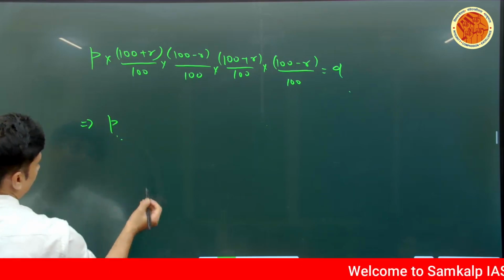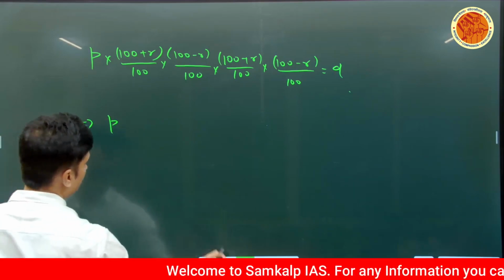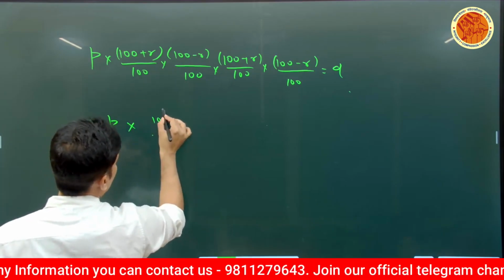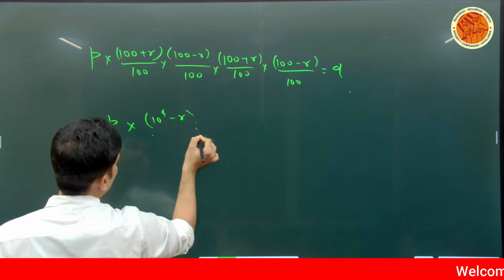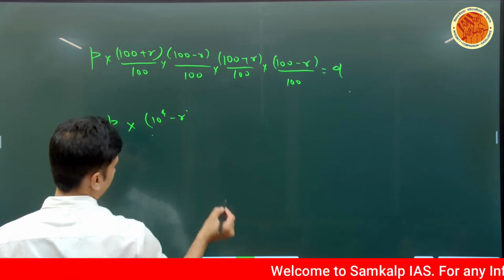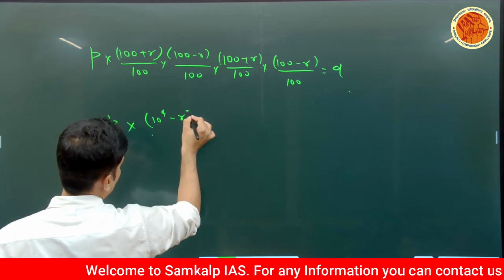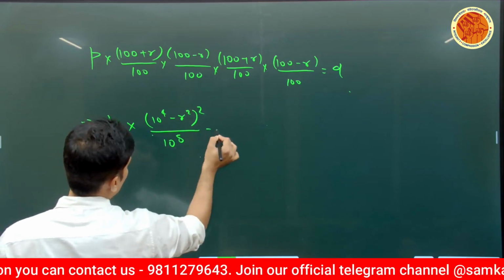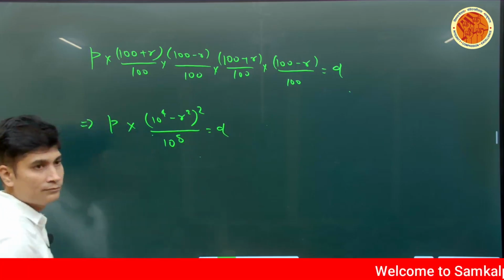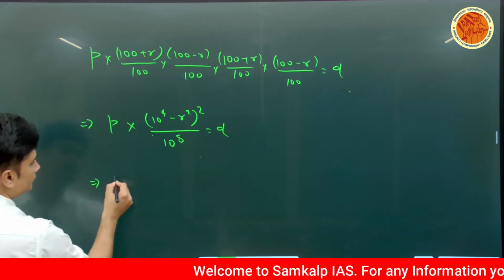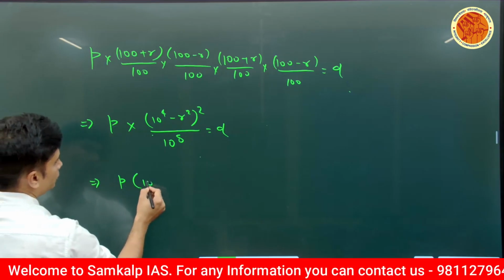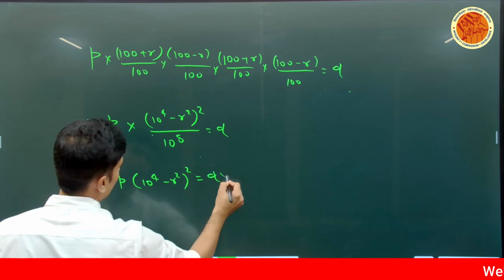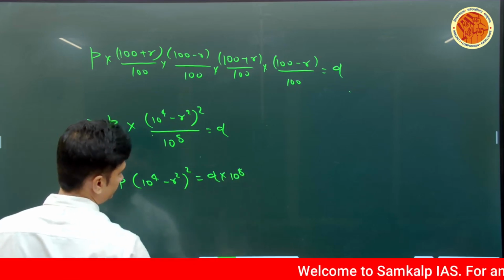P multiply (10 to the power 4 minus R square) whole square upon 10 to the power 8 equal to Q. Now cross multiply, you will get the same answer. P into (10 to the power 4 minus R square) whole square equals Q into 10 to the power 8.